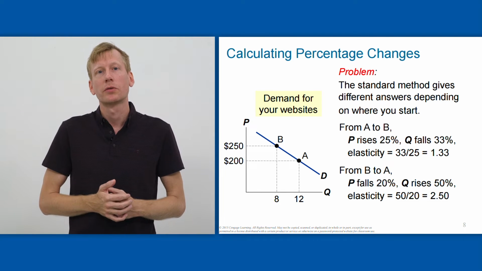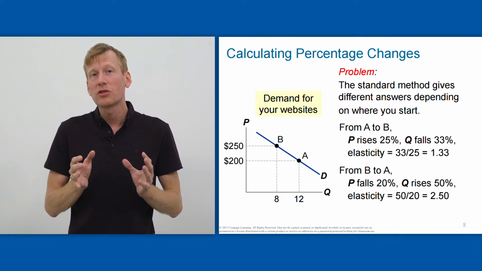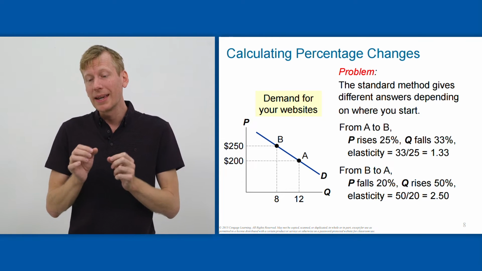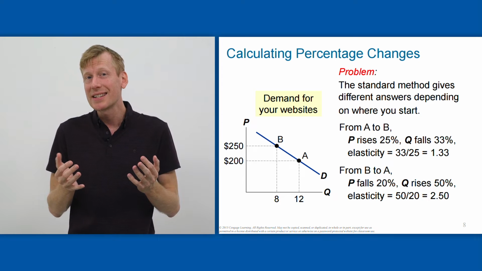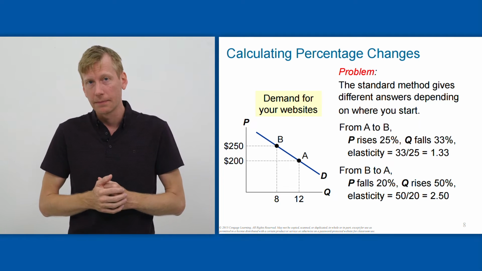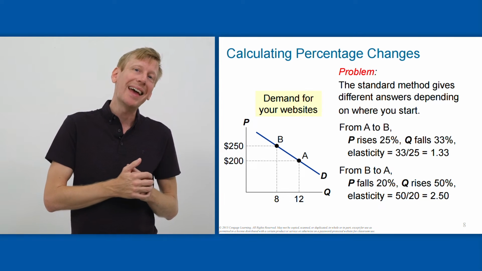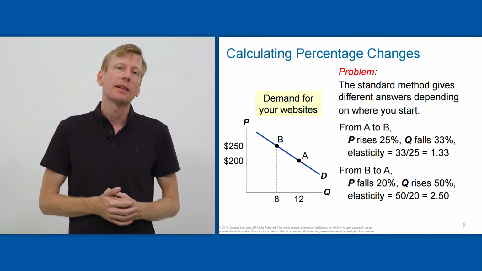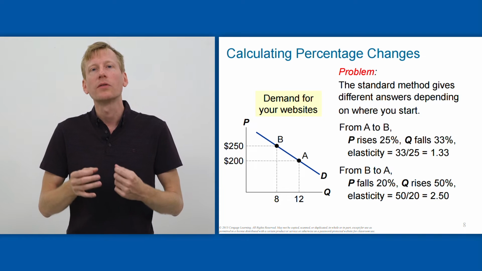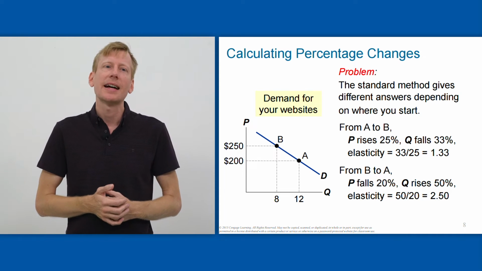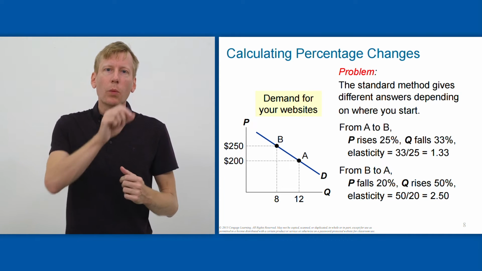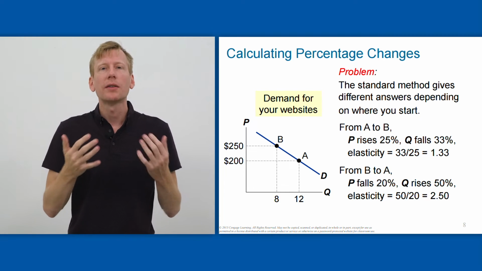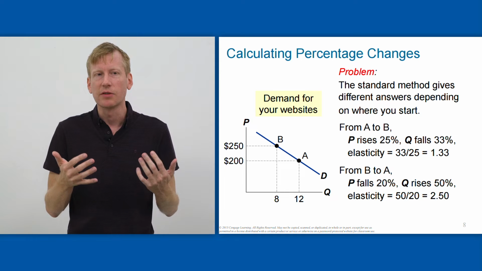Now, the same would also be true for our calculations of percentage changes in quantity. And the end result is that if we move from A to B, we would calculate an elasticity of 1.33. But if we move from B to A, which should be exactly the same change, but reversed, we would calculate an elasticity of 2.5. Now, this is not desirable, clearly. Moving from one point to another, or moving back from the other point to the first point, should give us the same measure of the responsiveness of demand.